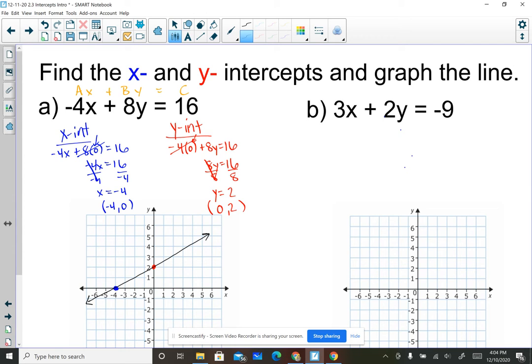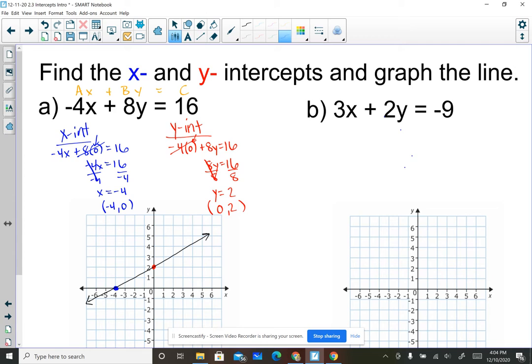Those aren't the only 2 points on the line, remember. They're just the x and y intercepts. There are more points on this line. Okay, that's all we need to focus on. So why don't you pause and try to do letter B. And then when you're ready, you can unpause and we will go over it.